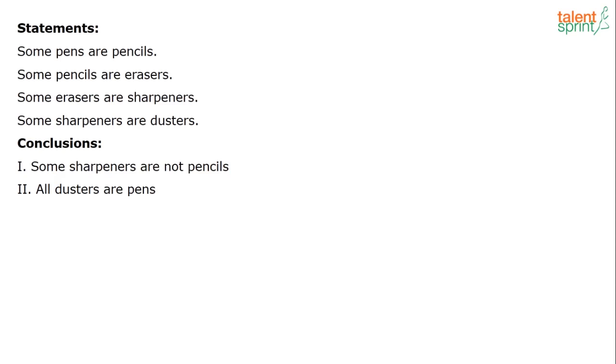Okay, now the first question is there on your screen. Very easy question. So let me start representing the statements. Whenever a question comes, as I said, always represent the basic diagram. The basic diagram is the one which has minimum overlapping. So, some pens are pencils. How do you represent that? So this is pen, right? Some pens are pencils.